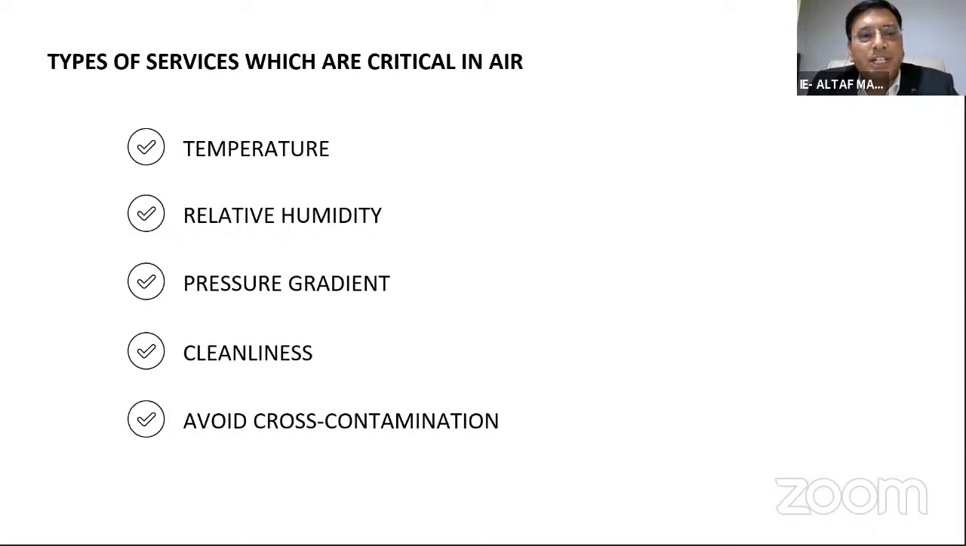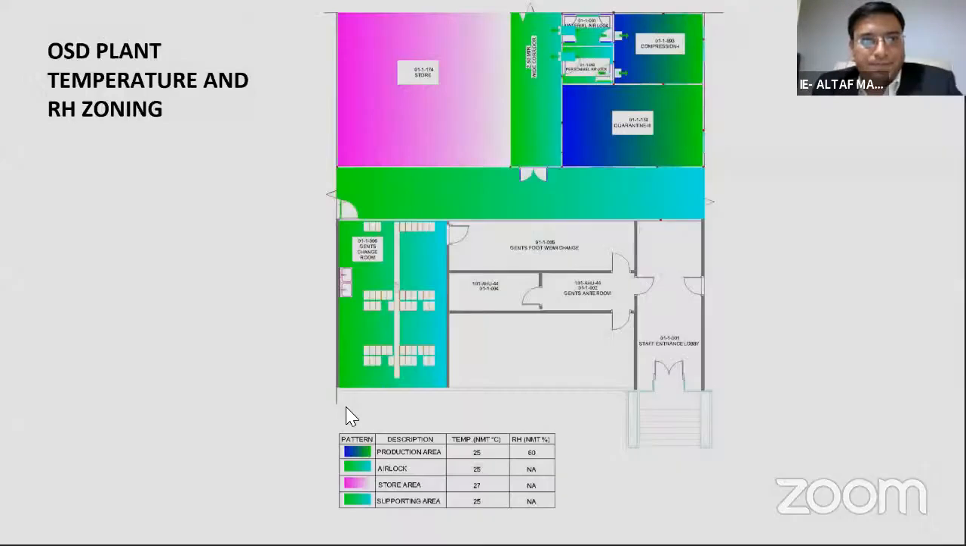A very important aspect is cross contamination. Cross contamination in the case of OSD is very critical. We will show you in the upcoming layouts that air cross contamination is avoided based on the pressure gradient. This is the third point, a very important point, and it can be controlled like that. I am showing you in the further layouts.